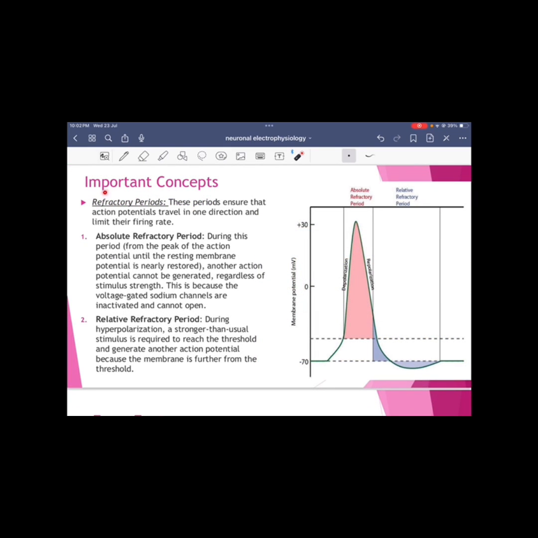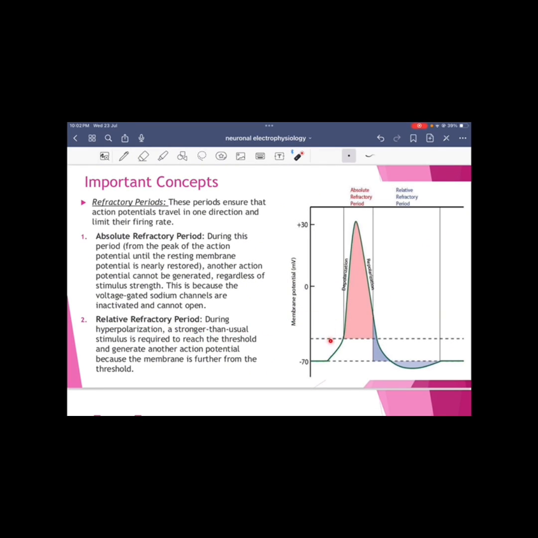Finally, let's talk about refractory periods. After firing, a neuron needs a bit of time to recover. So we have what are called refractory periods, and those periods ensure that action potentials travel in one direction and limit their firing rates. We have two types of refractory periods: the absolute refractory period and the relative refractory period.